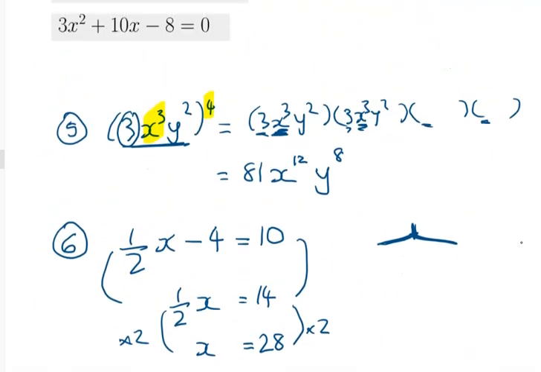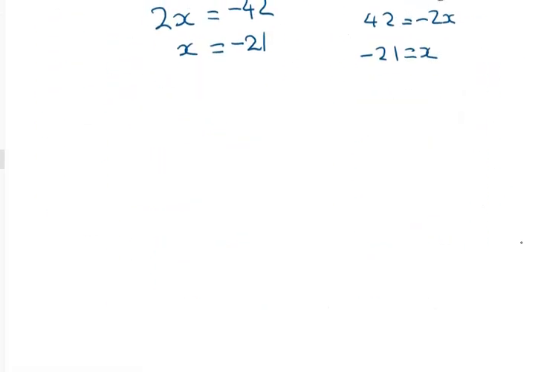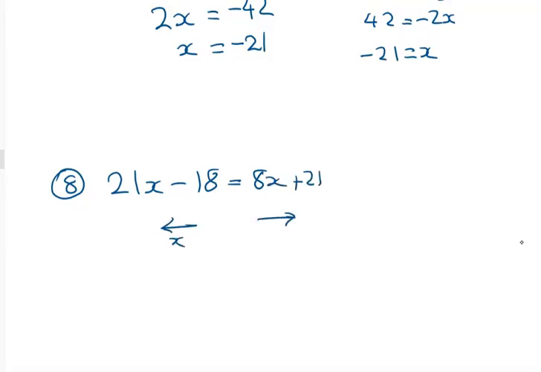What have we got next? Question 8. Okay, question 8 is another x on both sides. It's actually, I think, a little bit easier. So 21x take away 18 is equal to 8x plus 21. I'm going to do x's here and I'm going to do numbers here.